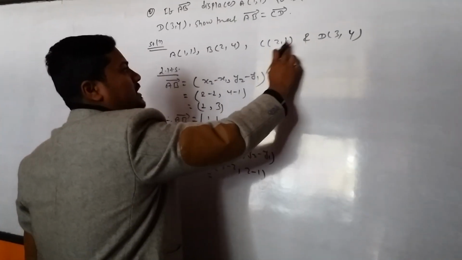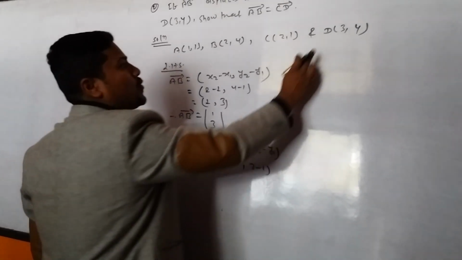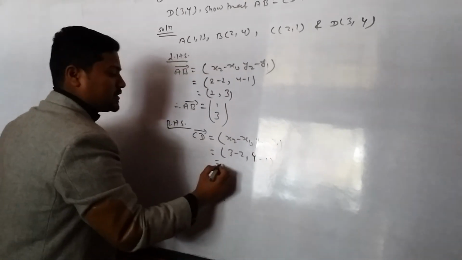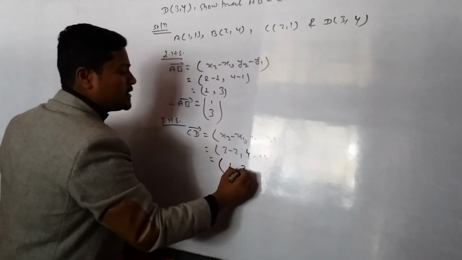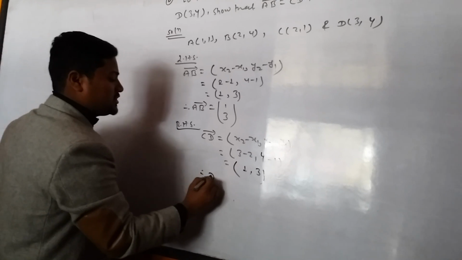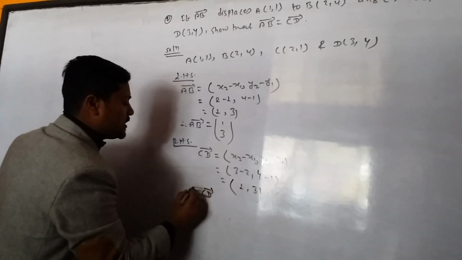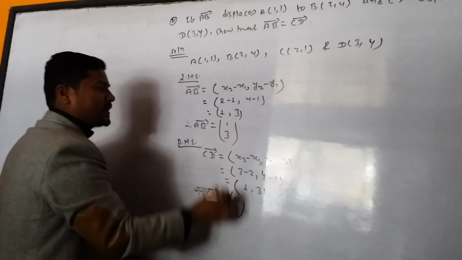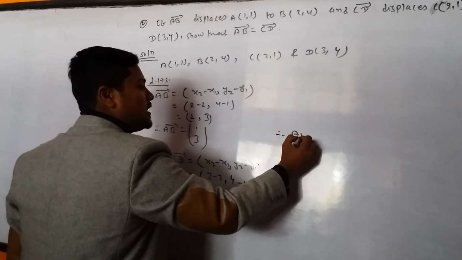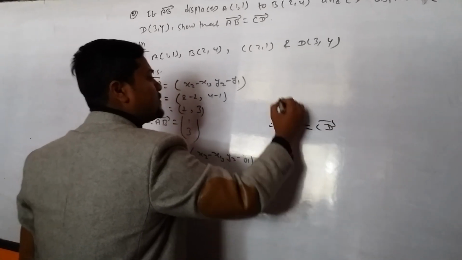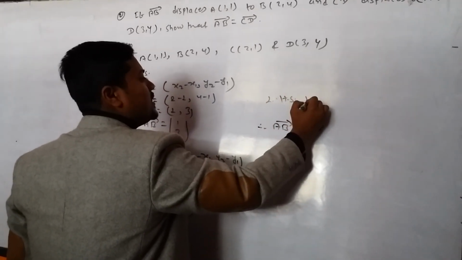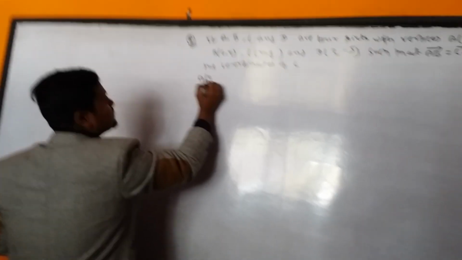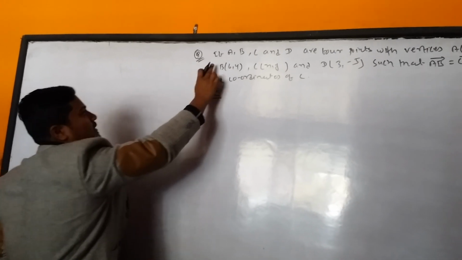Now x2 minus x1, 3 minus 2, what will come? 1. y2 minus y1 means 4 minus 1, so what can we write here? 1, 3. So now, therefore, CD vector is equal to 1, 3. Here look, AB vector and CD vector, both values are the same. Therefore AB vector is equal to CD vector. You can say LHS is equal to RHS, and here you can write proved.